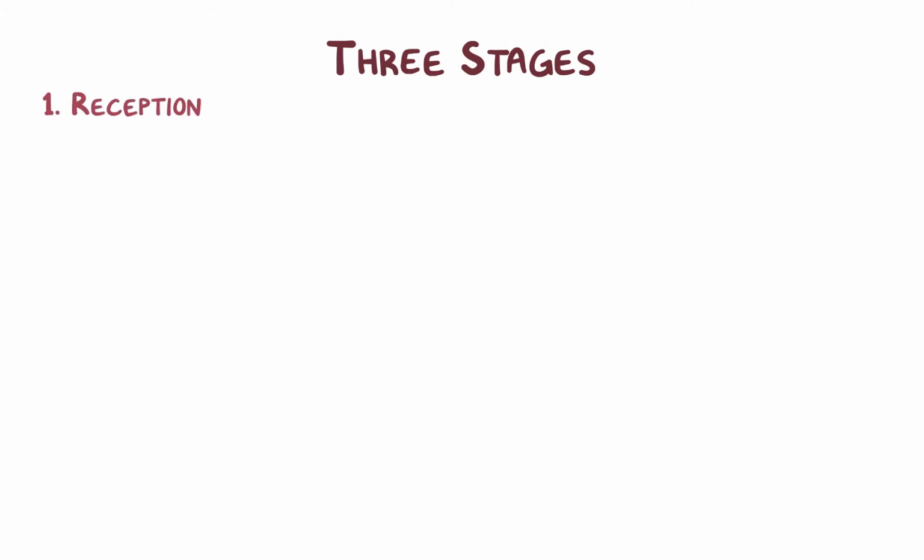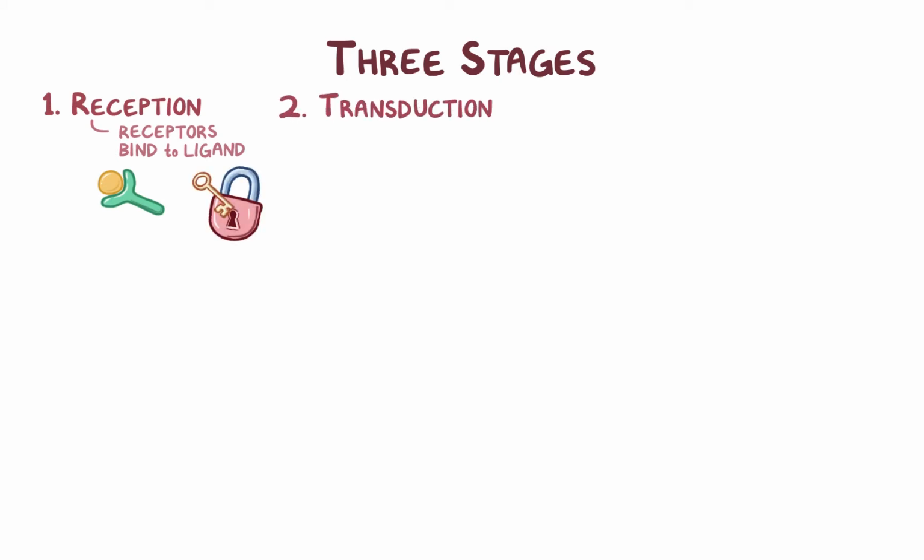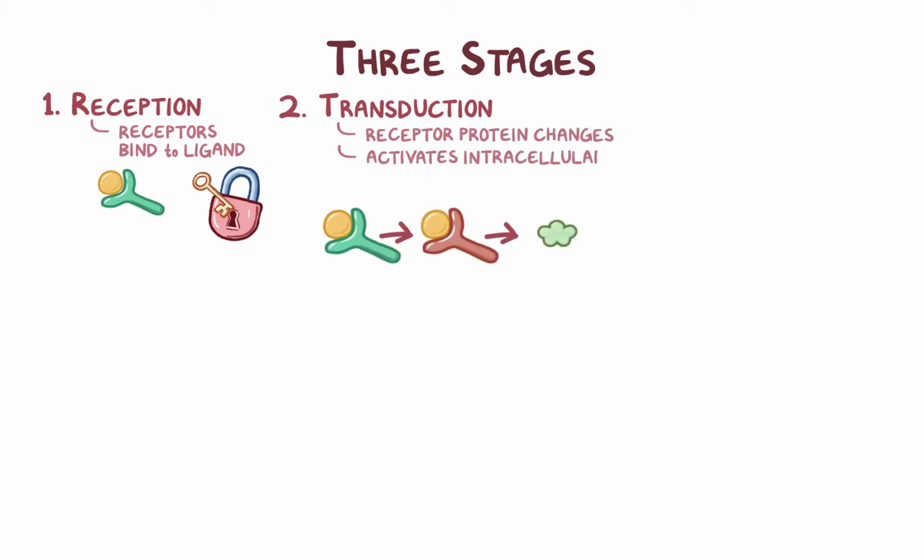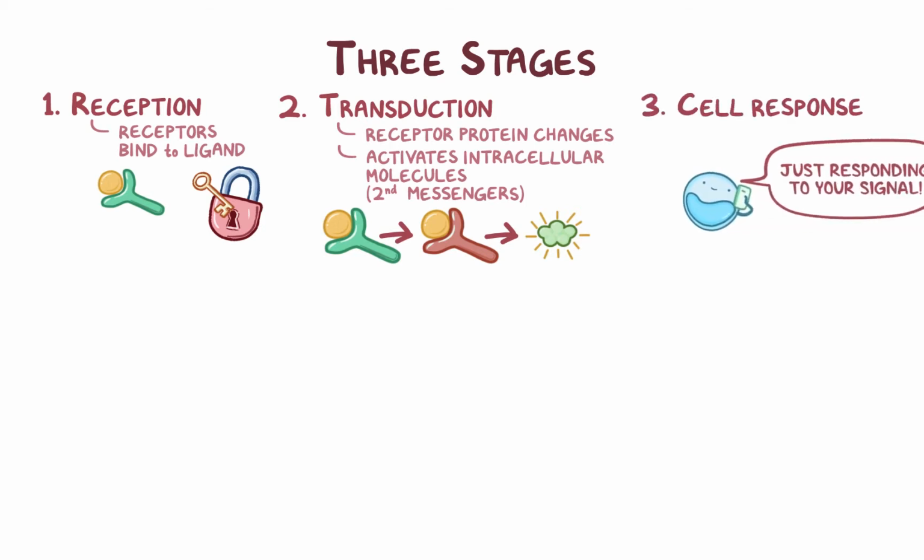We can think of the cell signaling pathway in three stages. The first stage is reception, which is when the target cell's receptors bind to a ligand. It's like a key fitting into a lock. Then there's transduction, which means that the receptor protein changes in some way, and that activates intracellular molecules, the second messengers. The third stage is the cell's response to the signal.